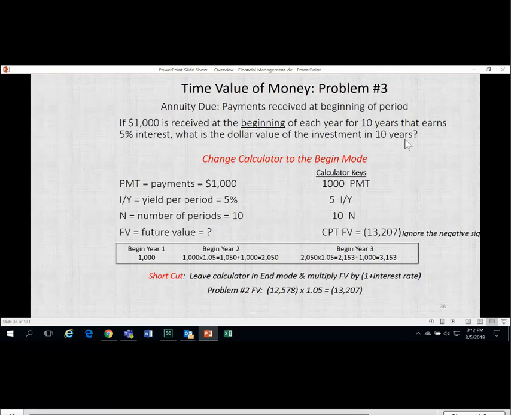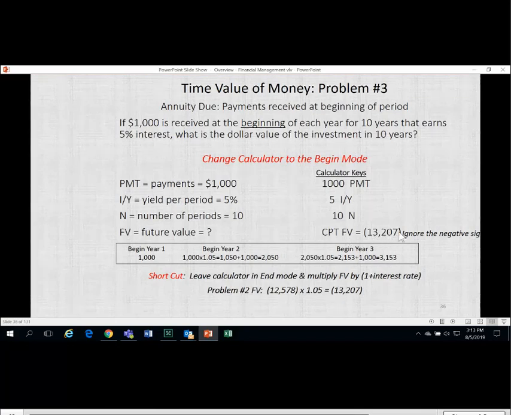The key, beginning. Once we do that, first thing we do is we just change our calculator to begin mode. We went through that 4-key sequence. Once we do that, these keystrokes are exactly the same as in the previous problem, the ordinary annuity. 1,000 is payment, 5 is I/Y, 10 is N. We don't have to change anything. The calculator knows by going to begin mode that the cash is received at the beginning of the year. And we compute future value, 13,207.